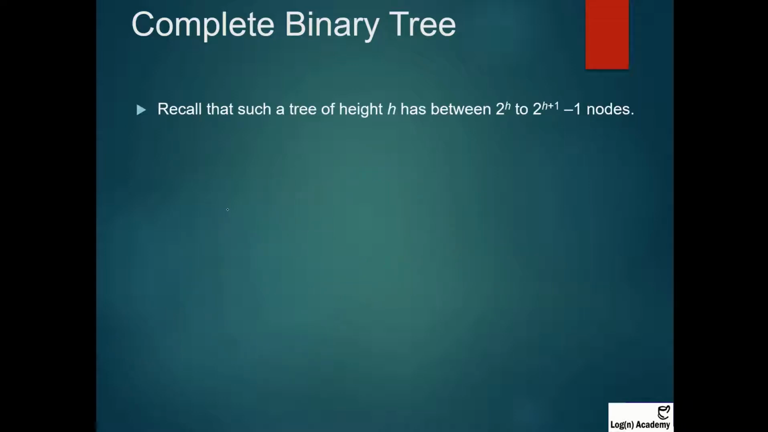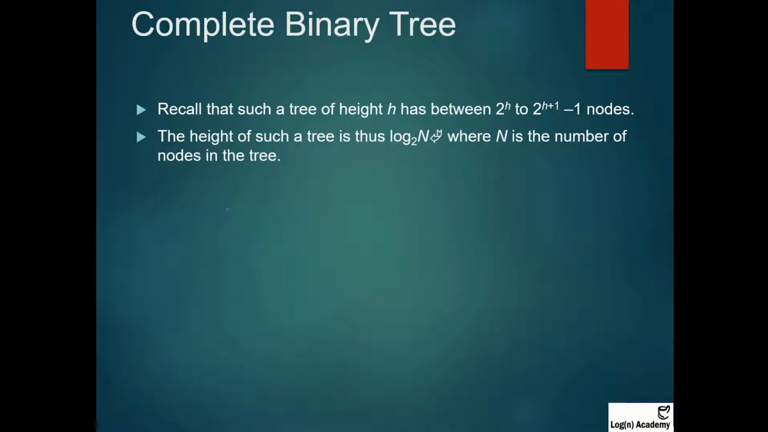Recall that such a tree of height h has between 2 raised to power h and 2 raised to power h plus 1, minus 1 nodes. In the initial lecture, we have seen how we can get the height of a tree and how we can get the number of nodes within a tree. We have seen the formulas in the previous lecture. The height of such a tree is thus log of n, where n is the number of nodes in the tree. If we want to know the height of a tree, we can get it using the formula log of n, where n represents the total number of nodes in that tree.